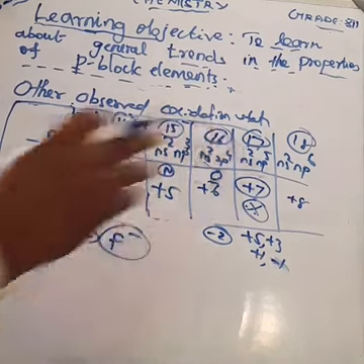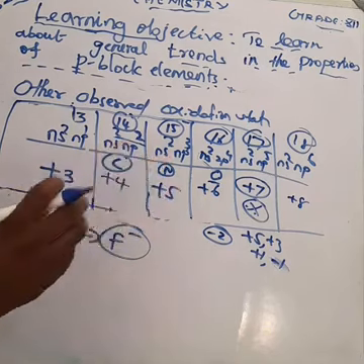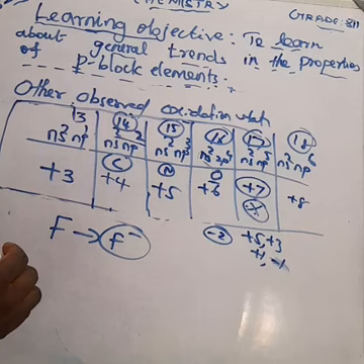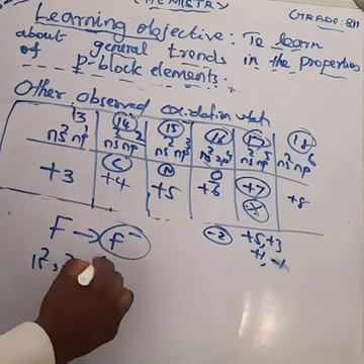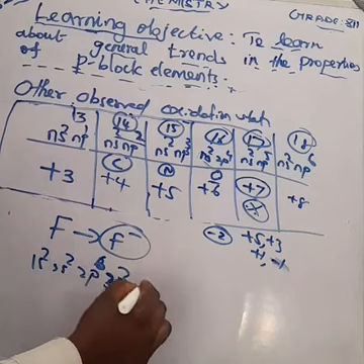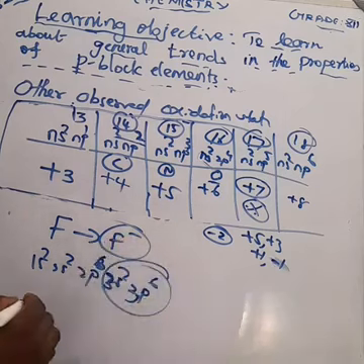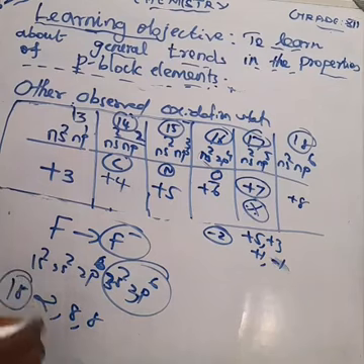What about the 18th group elements? The 18th group elements are completely filled in their p subshell. Am I right? They never gain an electron. They never donate an electron. They are completely filled. They are stable. So the electronic configuration, we know: 1s2, 2s2, 2p6, 3s2, 3p6. And about their electron shells: 2, 8, 8. Am I right? They are completely filled.